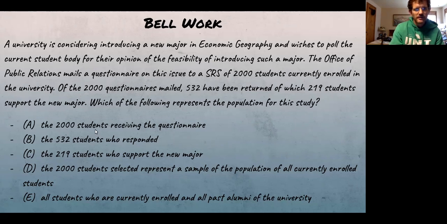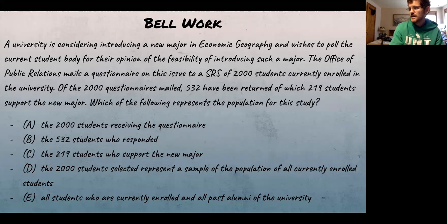So if we look here, it's not the students who received the questionnaire. It's not the 532 who responded. It's not the 219. So the only good option so far is 2,000 selected represent a sample of the population of all currently enrolled students. And the last one says all who are currently enrolled and all past alumni of the school. So it's not the alumni that they're including. So D is the answer here, which was the choice for just under half of you.